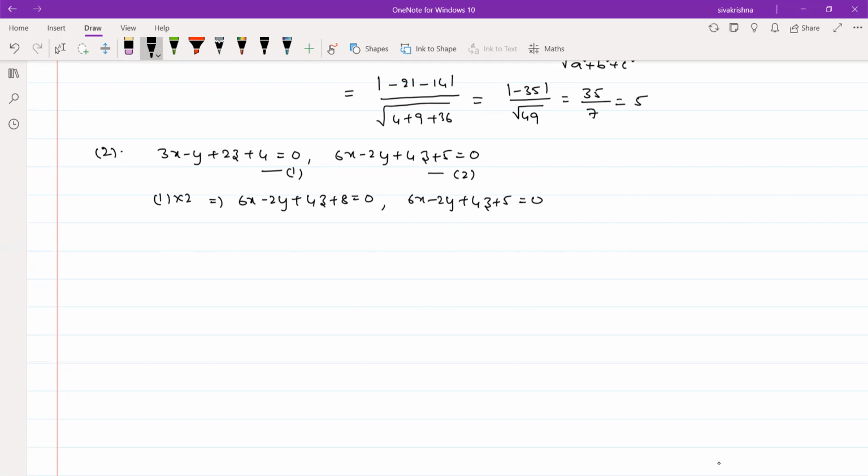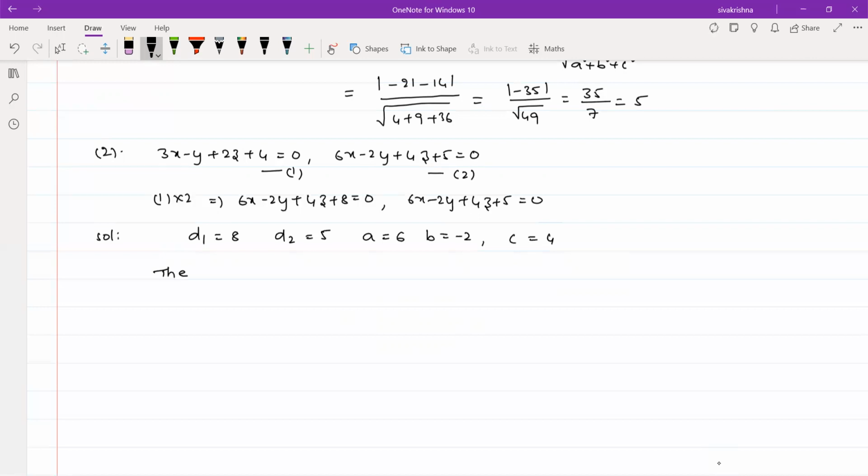Okay, so in some problems, they will give like this. So we have to identify the coefficients and multiply with a particular constant in order to make those two equations parallel planes. Okay, so once again, here also we have to write down the values of d1. Here d1 is equal to 8, d2 is equal to 5, a is equal to 6, b is equal to minus 2, and c is equal to 4.